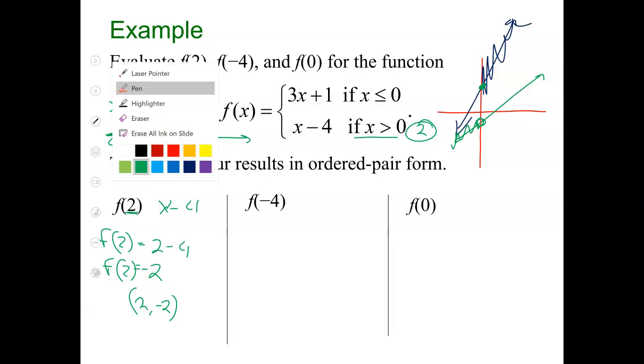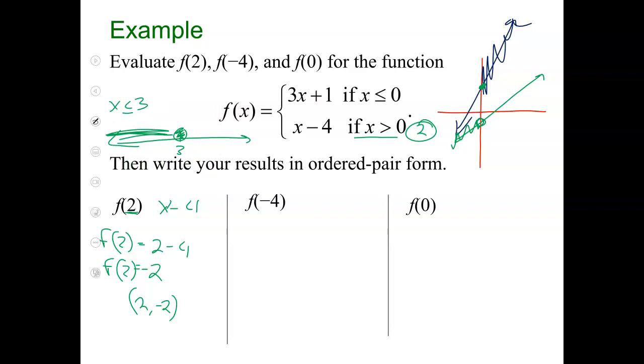If x is negative 4, which rule am I going to use? The first one or the second one? Because I want values less than or equal to 0, I'm going to use my first rule, because negative 4 is in that domain. X is less than or equal to 0. So I'm going to use 3x plus 1.